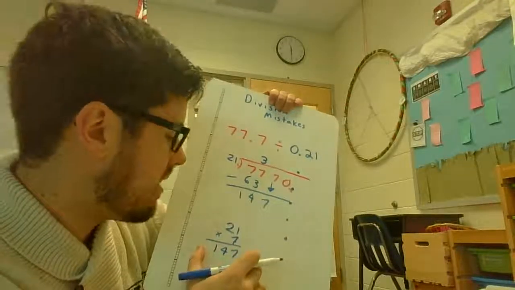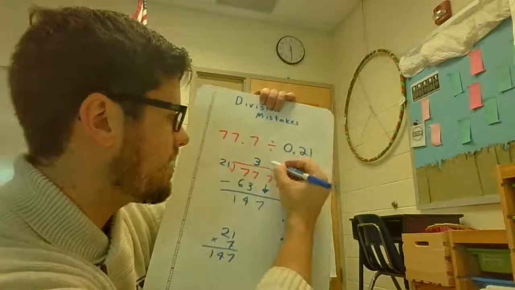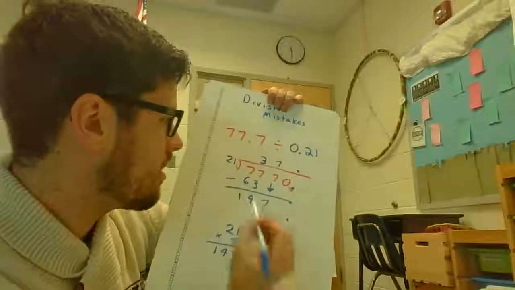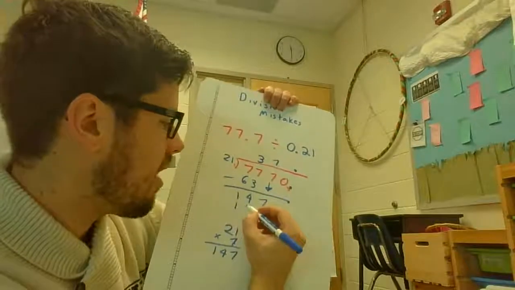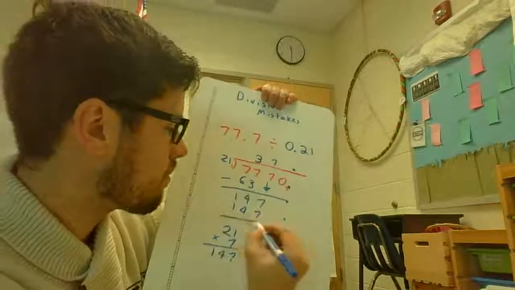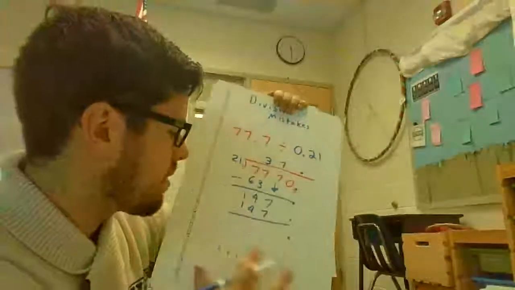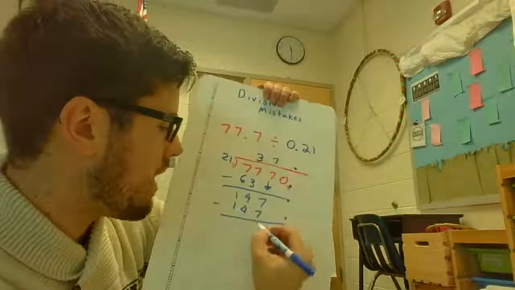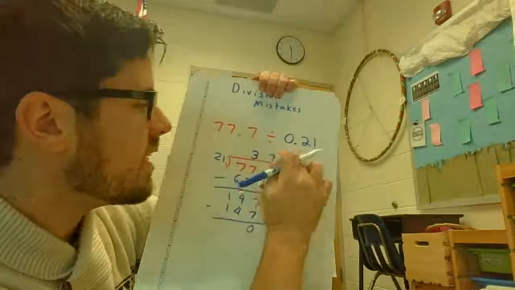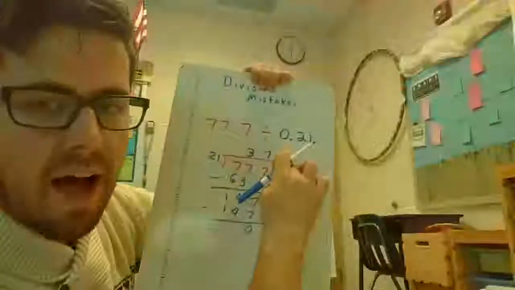It's exactly the number that I need. So I'll go ahead and say 7 here. 21 times 7 is 147. And then I'm going to subtract to see if I have any remainder from that. I don't. Now notice here that we have a spot that is not filled up.